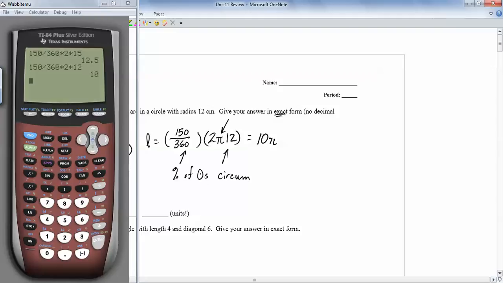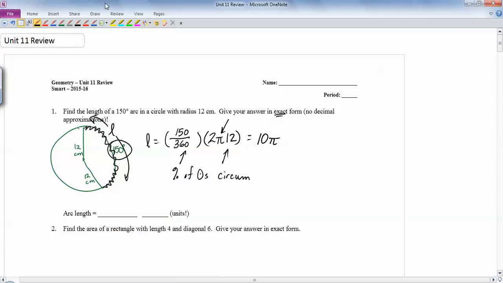So I still have to multiply it by pi. So it's 10 times pi. So the arc length is 10 pi centimeters. Okay, so that's number one.